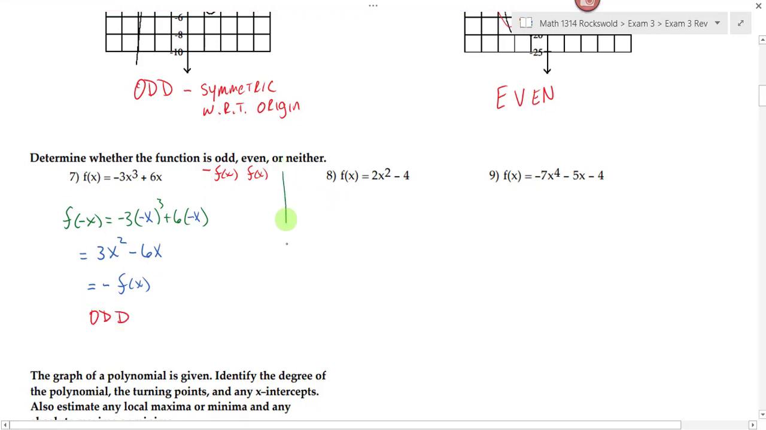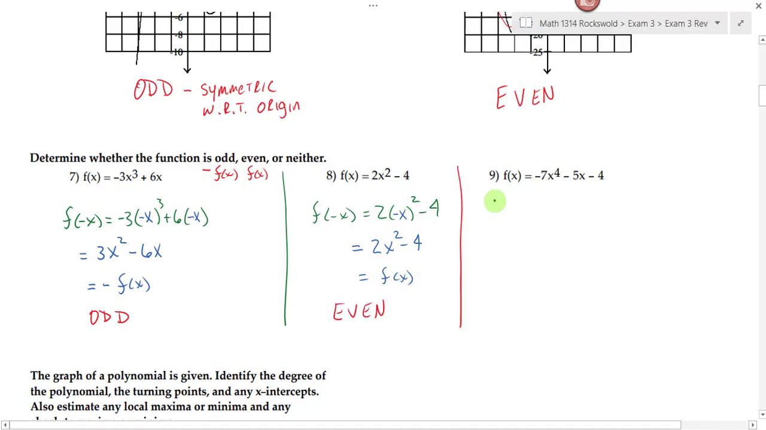So here when I replace x with -x, I get 2 times -x squared minus 4. What happens when you square a negative? It's positive. So this would be 2x squared minus 4. Is this the same function that I started with? Yes, so this is even.